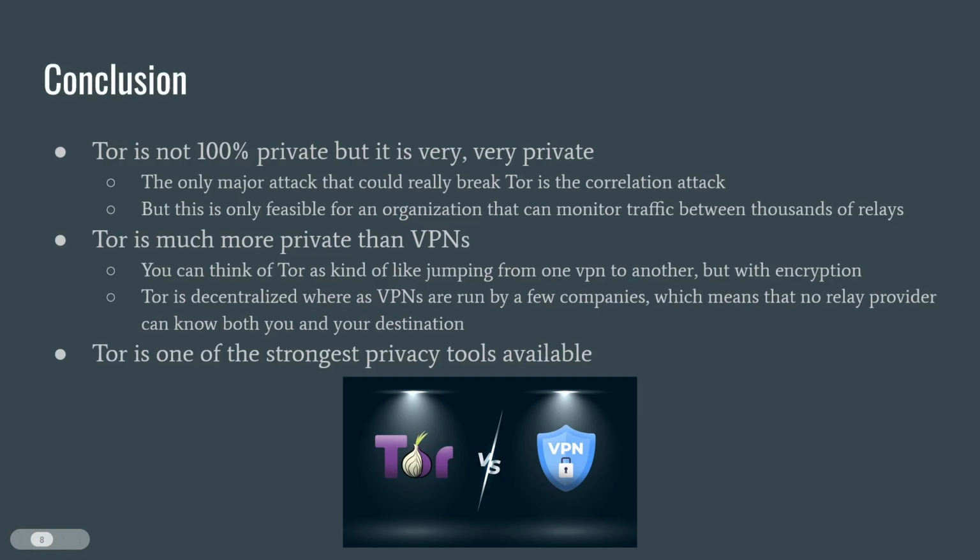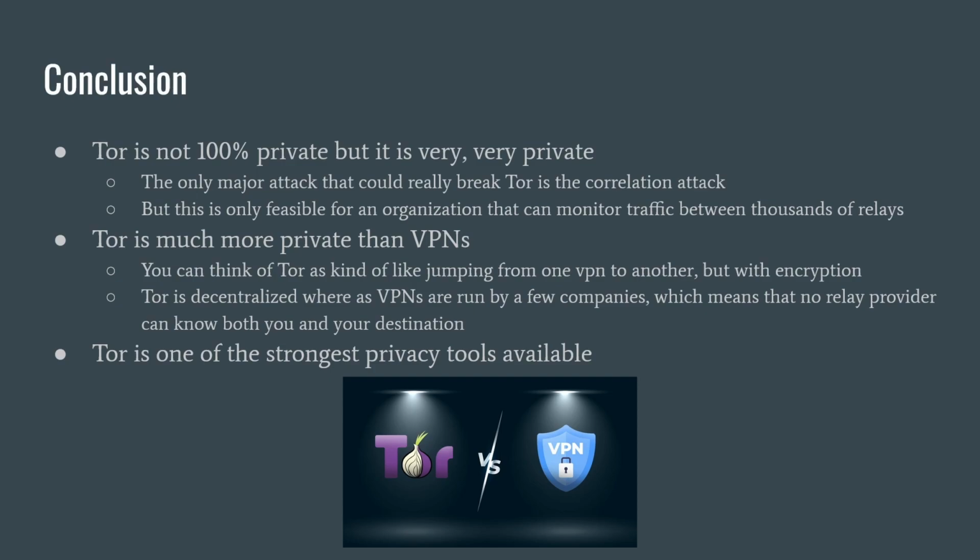So Tor, conclusion, Tor is not 100% private, but it is very, very private. The only major attack that could really break Tor is the correlation attack. And again, this is only feasible for an organization that can monitor traffic between thousands of relays. Tor is actually much more private than VPNs. So if you think about it, Tor is kind of like jumping from one VPN to another VPN, but with added on encryption between these two VPNs.